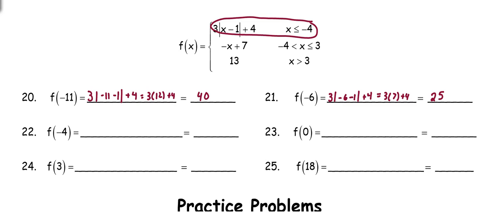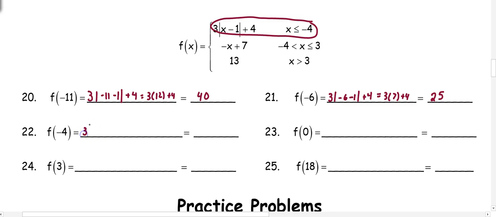The next equation, f of -4. Well, notice there's a -4 here and a -4 here. Well, this time it's -4, so we need to be less than or equal to -4. So we still want to use the first equation because there's a bar underneath it, which means x is less than or equal to -4.